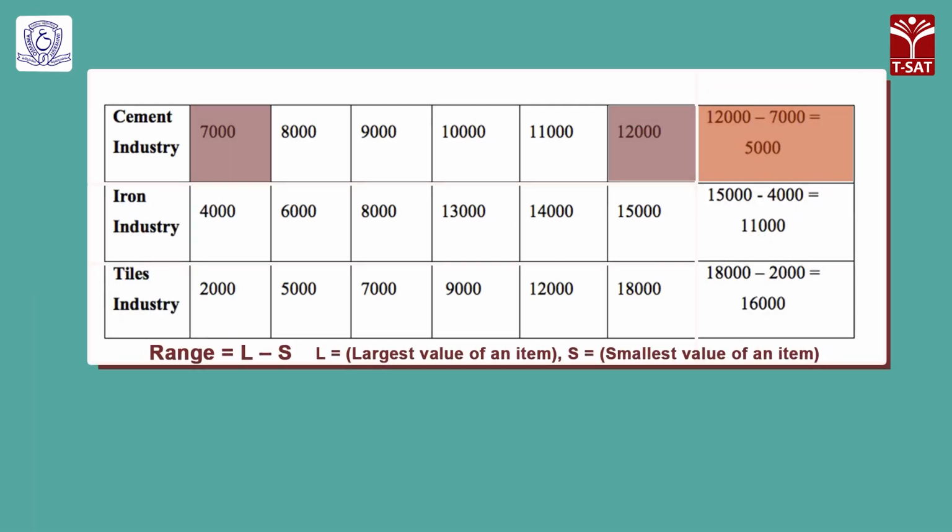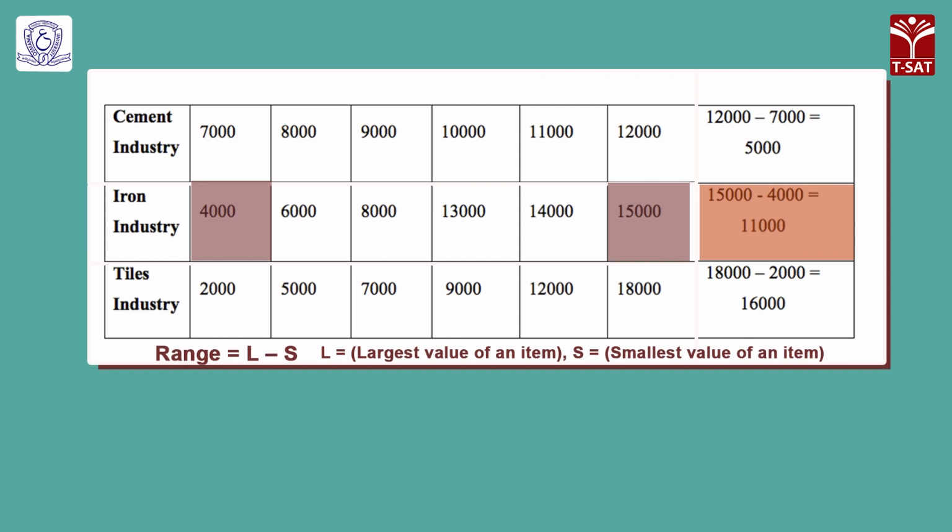In the cement industry, the lowest salary is rupees 7,000 per month and highest salary is rupees 12,000 per month. So, the range in cement industry is L minus S, that is equal to 12,000 minus 7,000, which is equal to rupees 5,000 per month. So, the range is 5,000 in the cement industry.